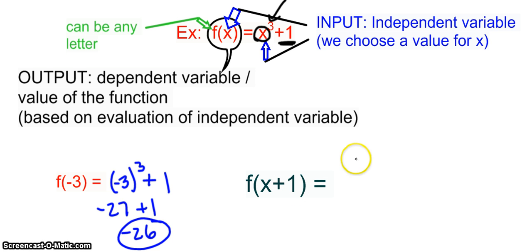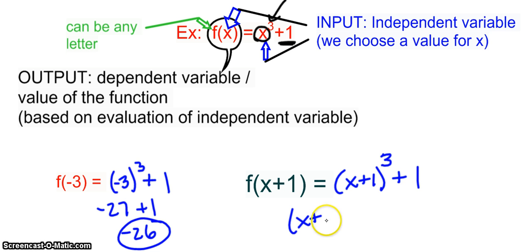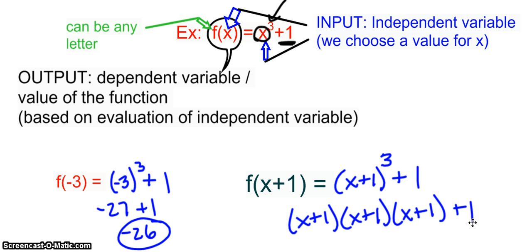f of x plus 1, again, we're going to take the x plus 1, replace our x value, then apply the function of cubing, and then add 1. This would be the same thing as taking x plus 1 three times over, distributing, and then adding 1, which I'll let you do on your own time.